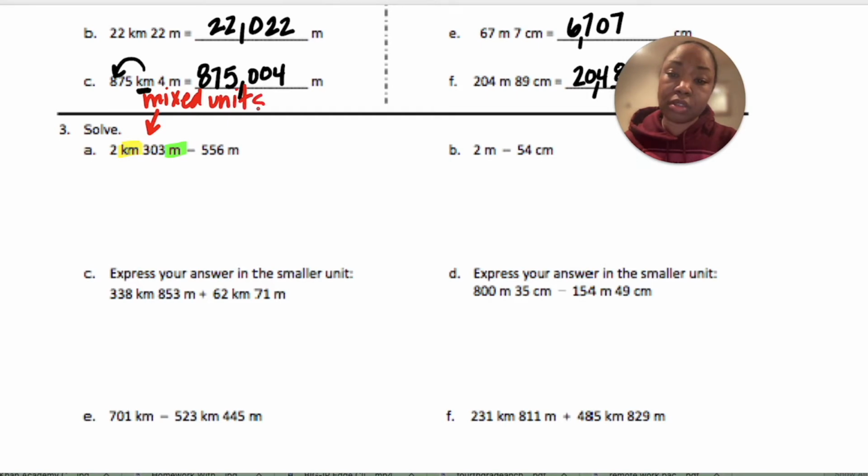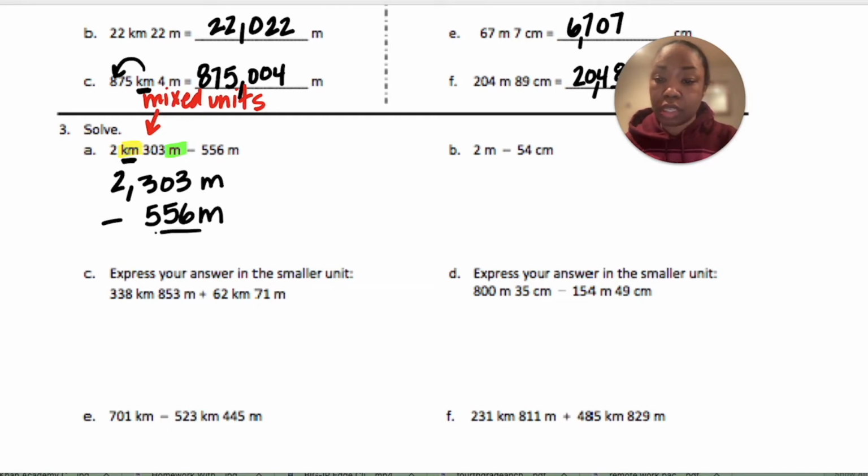So I'm going to make them all the smaller unit, which is meters. So this is 2,000. Remember that kilometer, 1,000. 303 meters minus 556 meters. Now I'm just going to use the standard algorithm to subtract. I can't do 3 minus 6. I can't take from 0.